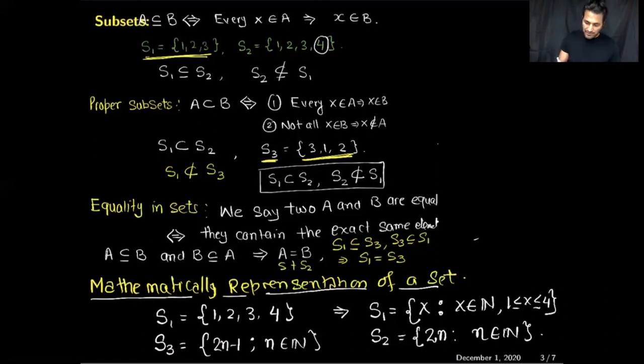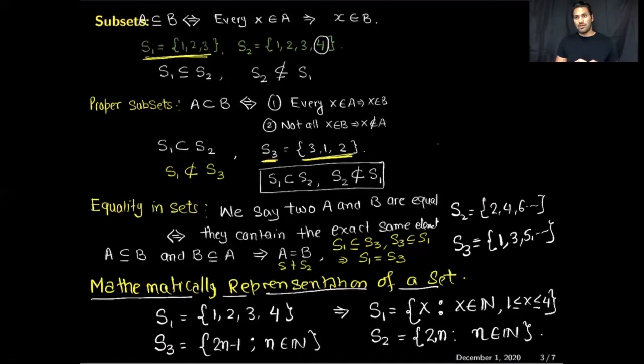For instance, you can see that S2 contains 2, 4, 6, and so on, all the even numbers, and S3 is the set of all odd numbers. If I start by plugging in n equal to 1, I will get 1, and then I will get 3 and 5 and so on. So this is the formula, 2n minus 1. We can use this formula to represent the set of all odd natural numbers.